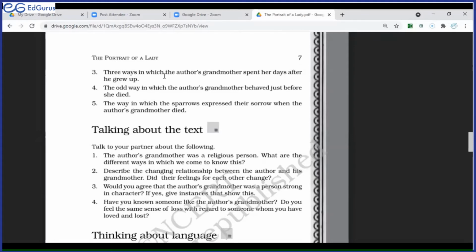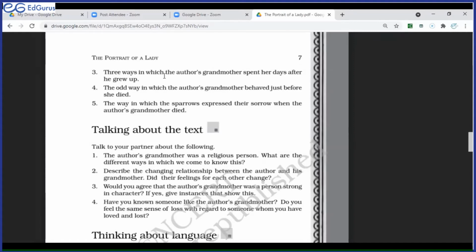Now the last question: the way in which the sparrows expressed their sorrow when the author's grandmother died. There were thousands of sparrows that were being fed by the grandmother in the afternoon for half an hour. When the grandmother would feed them, some of them would sit on her head, on her shoulder, in her lap, on her legs, and grandmother would never object to it.